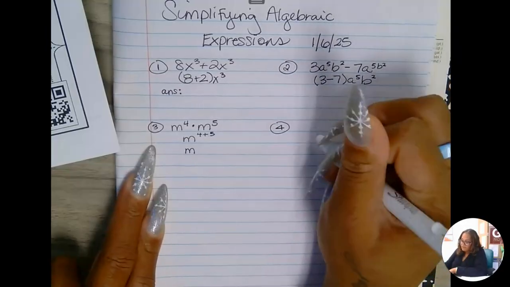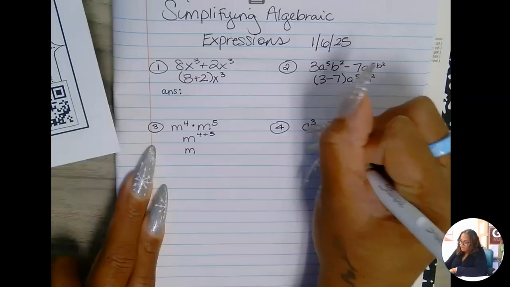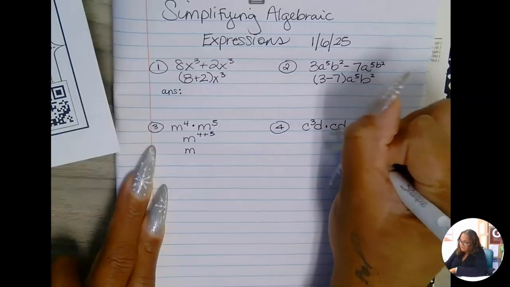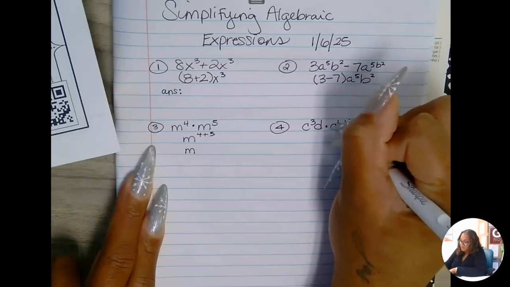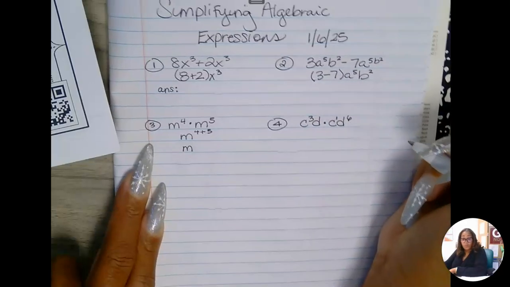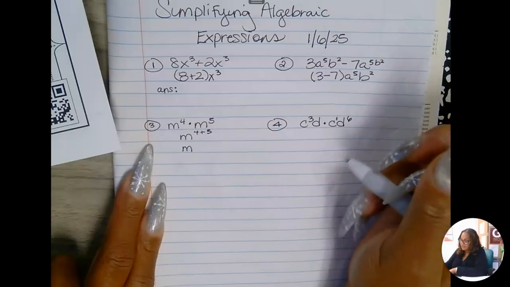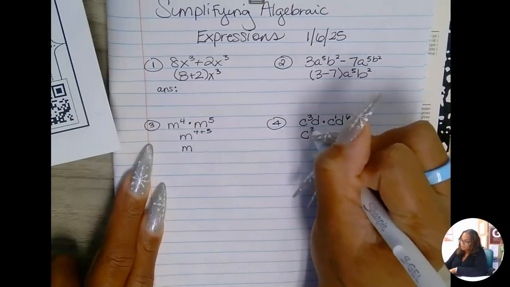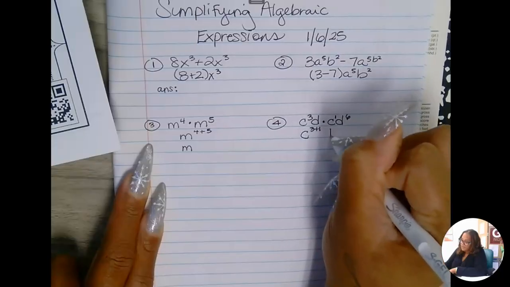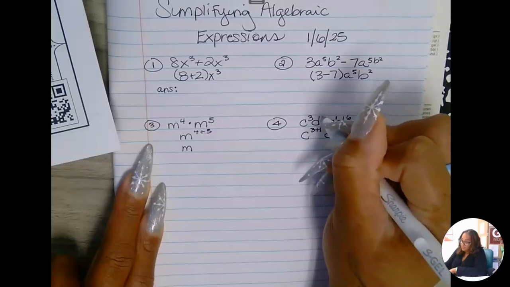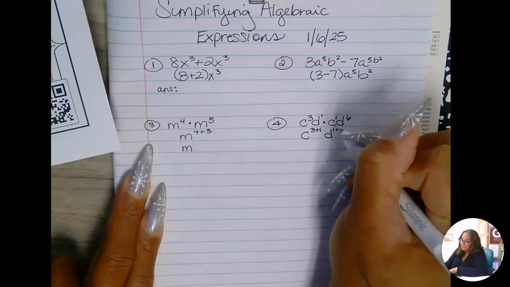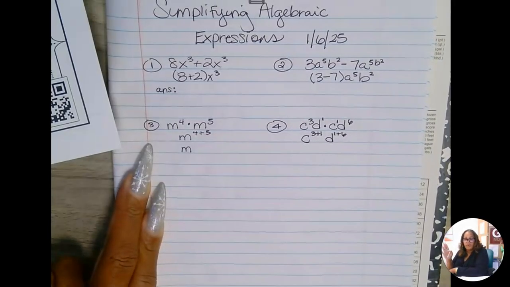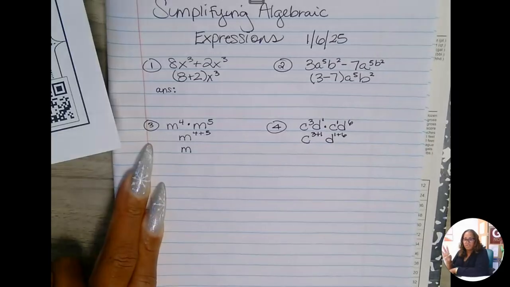Then number 4, simplify. C cubed times d times c, and then d to the sixth power. Any invisible exponent is 1. That should have been discussed in your lesson. So then this will be c to the 3 plus 1, and d to the, there's a 1 here as well, 1 plus 6. And then we put those two terms together, and it'll be c to one exponent and d to another exponent just side by side.